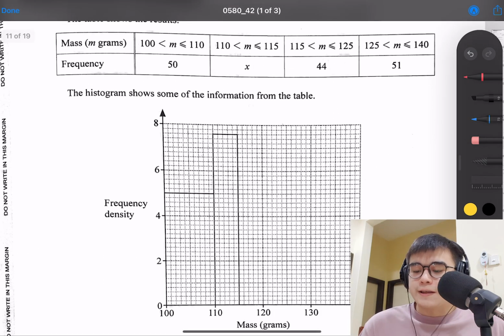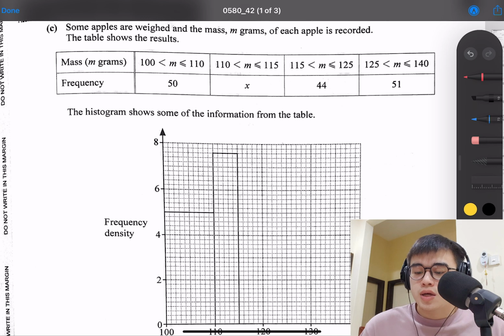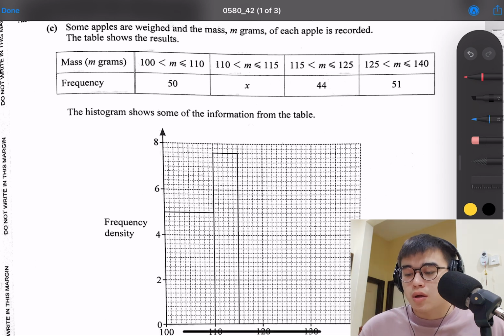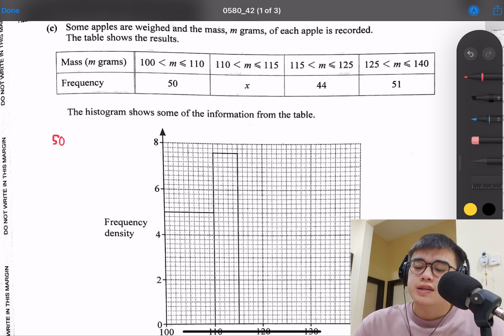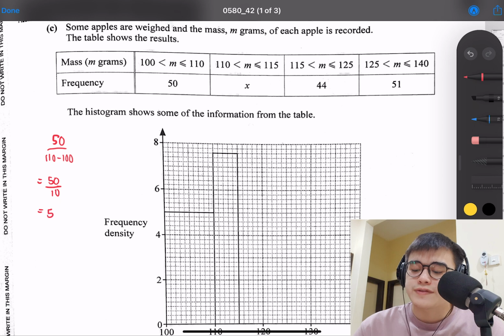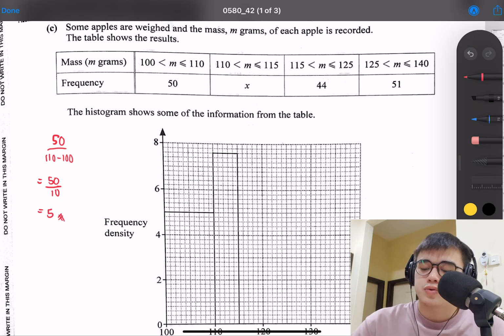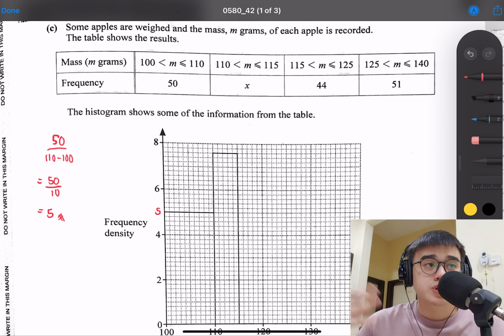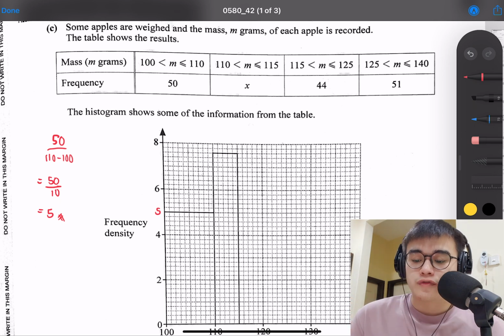Moving on to part C. Okay, so they say this is the results that they gave us. When you solve frequency density, all you need to do is to take the frequency, divide by the class width. You can get the class width by taking 110 minus 100. So for this, we are looking at 50 divided by 10. You should get 5 centimeters. So this is actually 5, which means there's no scale factors involvement, and you can actually solve this question immediately.